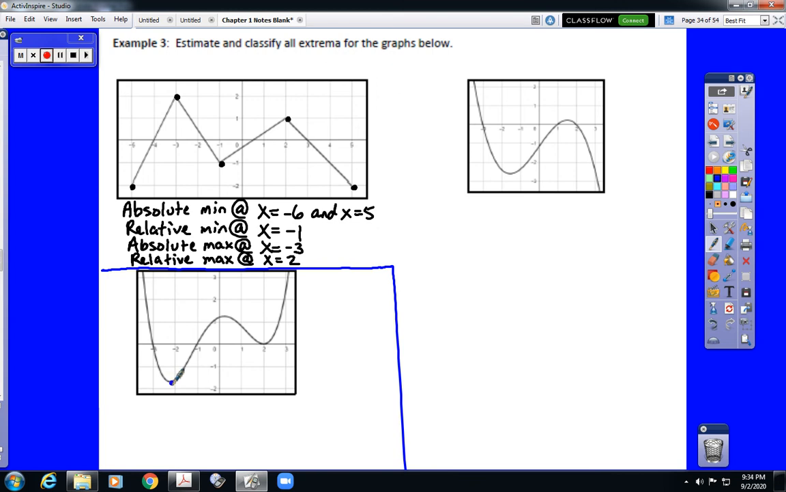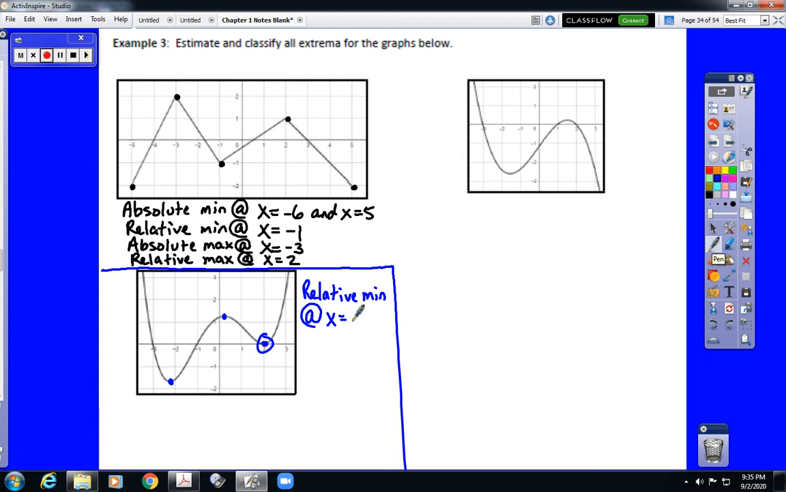This graph has 3 max and min values, and we're going to have to estimate with decimals. We have 2 relative minimums. We have one at x equals negative, let's say 2.1. So we have a relative minimum at roughly x equals -2.1 right here. No, I lied. That is not a relative minimum. We have one over there at x equals 2, roughly. That is a relative minimum over there at x equals 2.